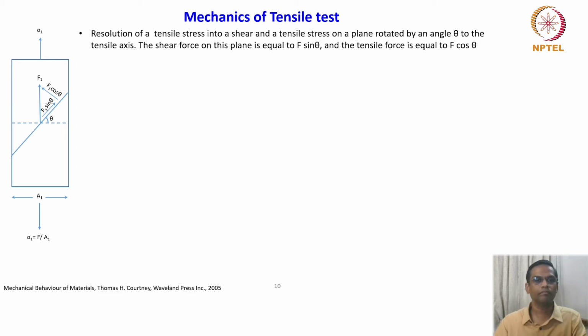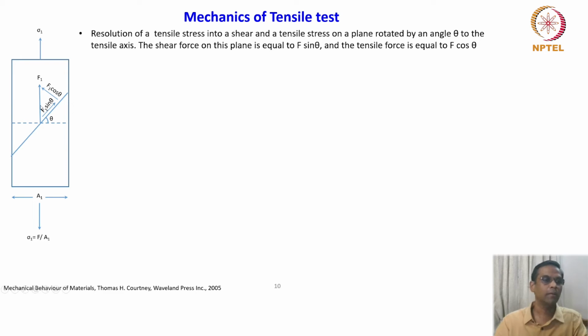Okay. The shear force on this plane is equal to F sin theta, and the tensile force is equal to F cos theta. So how do we understand this? This is the shear plane, which is 45 degrees. This also you understand now. That is the plane where the maximum shear stress acts. So all the crystals deform by slip, and it is in this plane. Those details you know now.